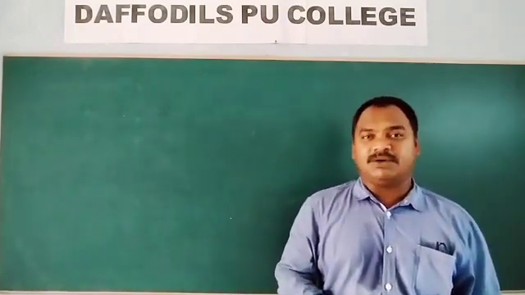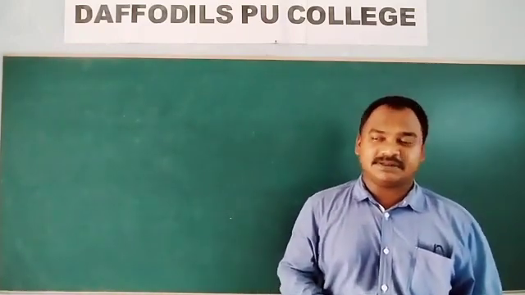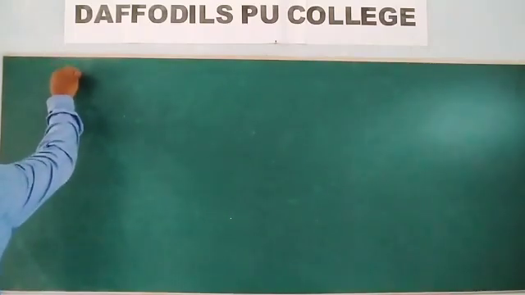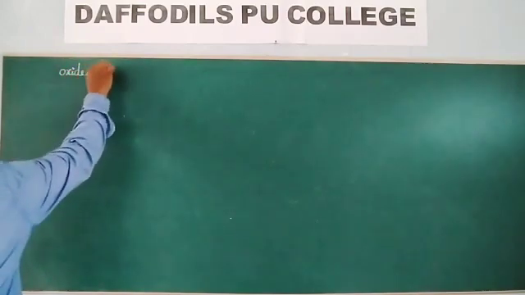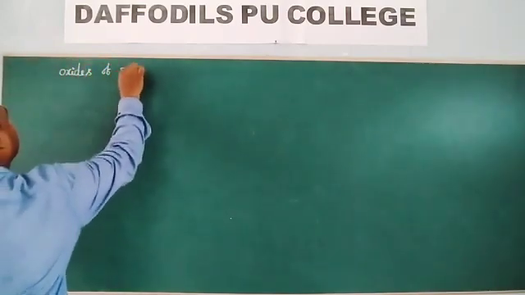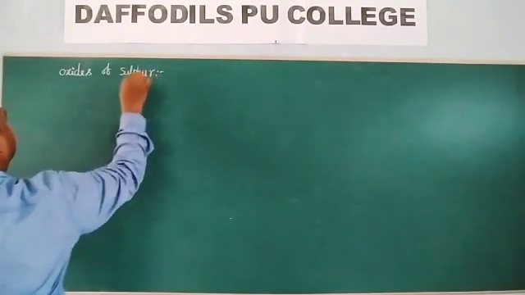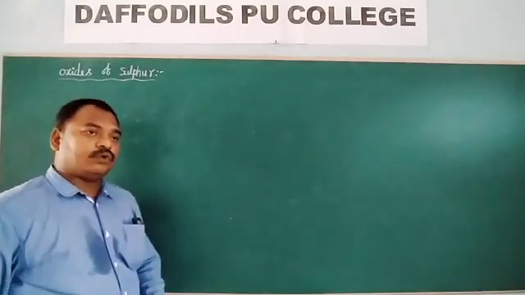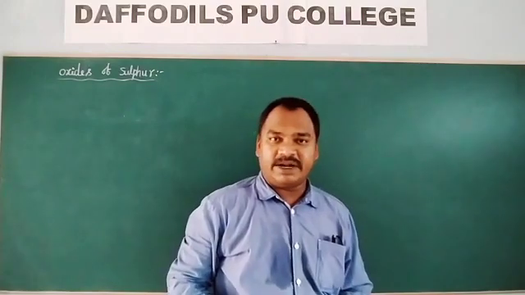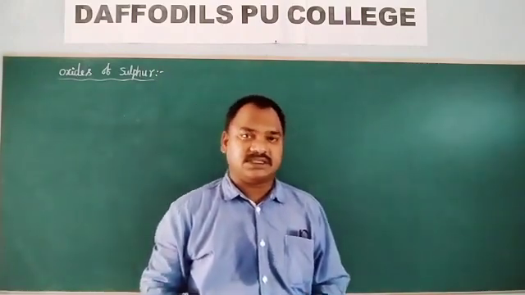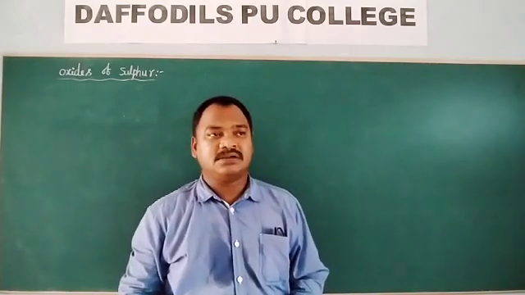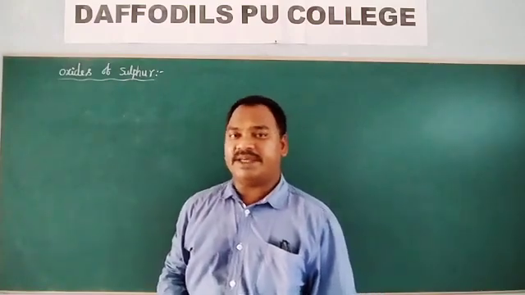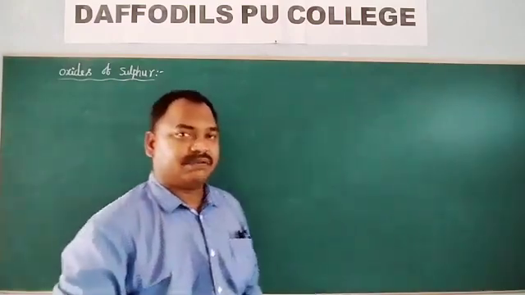Today we are going to discuss the oxides of sulfur. Sulfur has two major oxides, sulfur dioxide and sulfur trioxide. Now we will look at sulfur dioxide.